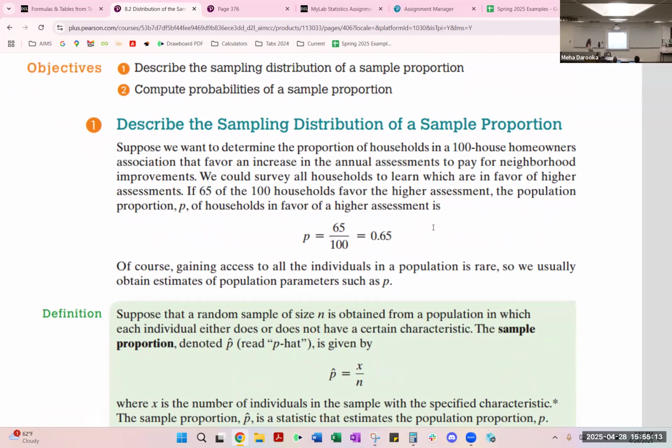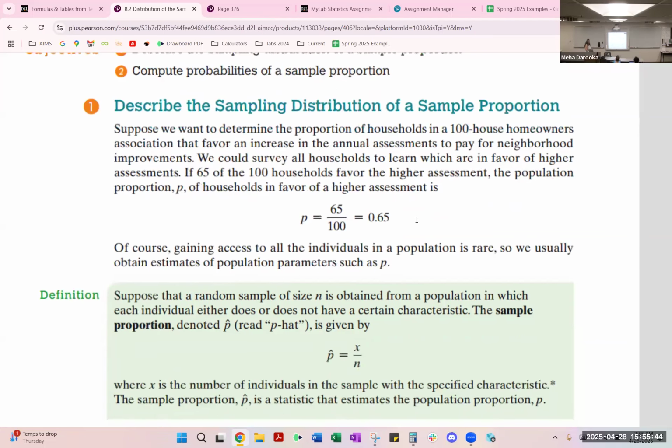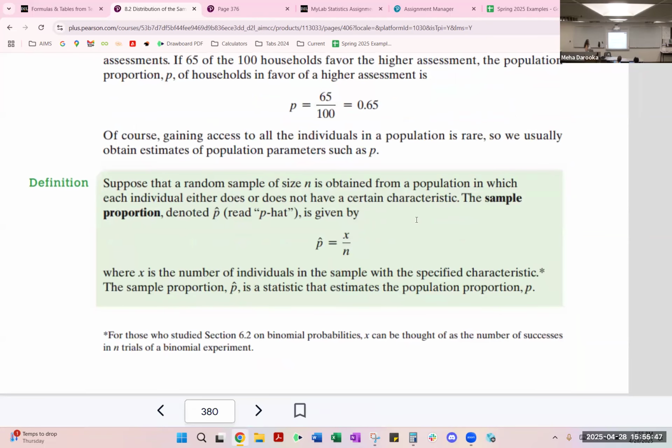So we could survey all the households to learn which ones are in favor of those higher assessments. If 65 of the 100 households favor that higher assessment, the population proportion P of households would come out to be, of course, 65 out of 100. But gaining access to all individuals in that population would be rare. So this is where we think about estimating the parameters instead of going to every household and asking them, hey, what's your opinion on this?